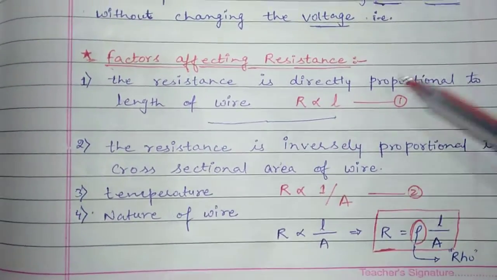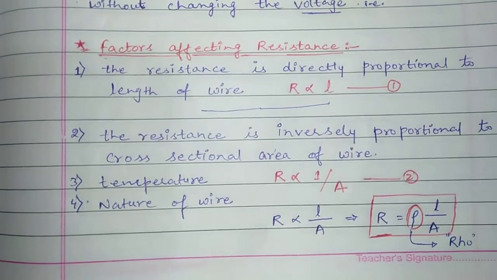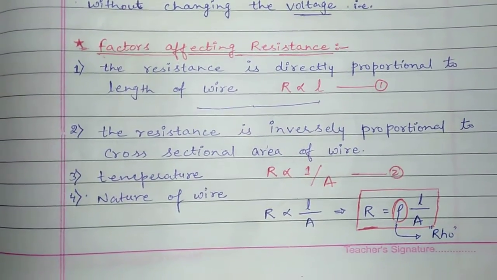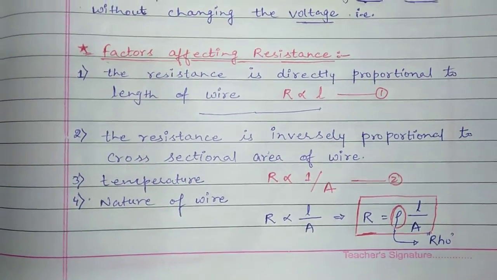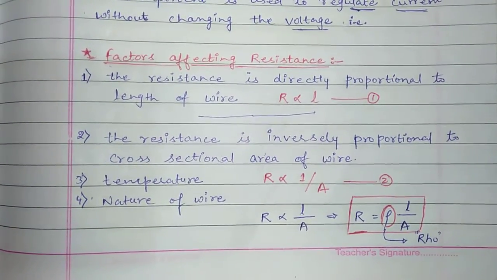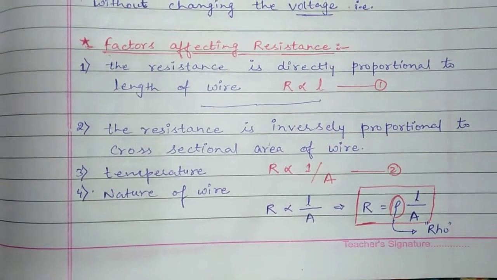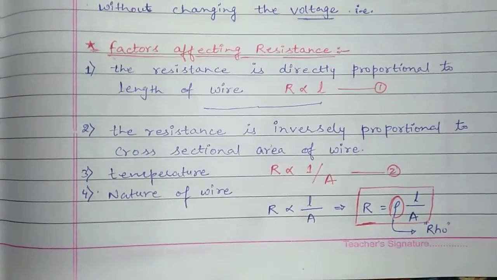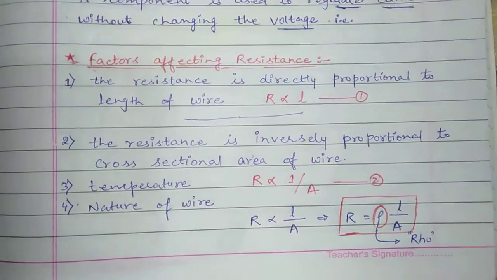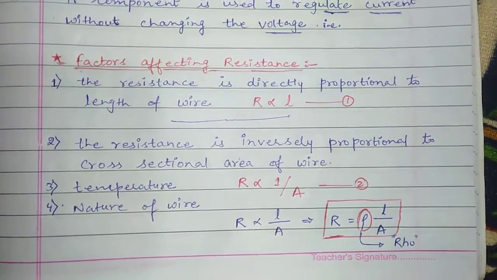Then student, these are the two points. The third point is the temperature. Temperature should be constant when we talk about resistance. If we increase or decrease the temperature, the value of resistance changes. And the nature of the wire also affects the resistance. So these are the four factors which affect the resistance.